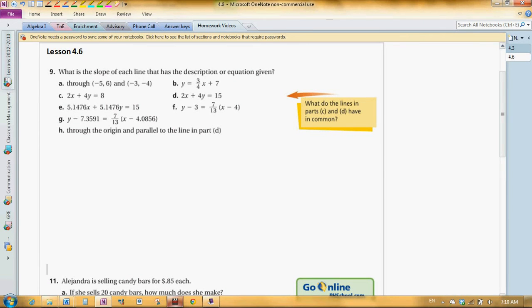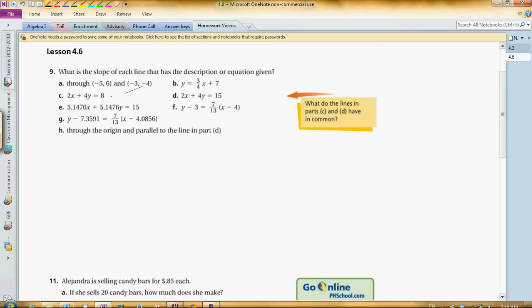Lesson 4.6, what's the slope of each line that has the description or equation given? So let's do some problems like part A. Part A, well, we know this one, right? This is the second y and this is the first y. You subtract these two and then over this minus this. So this is easy. How about B?